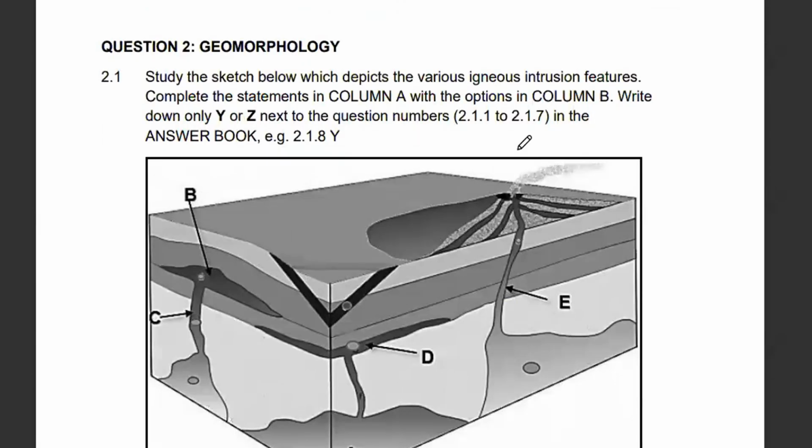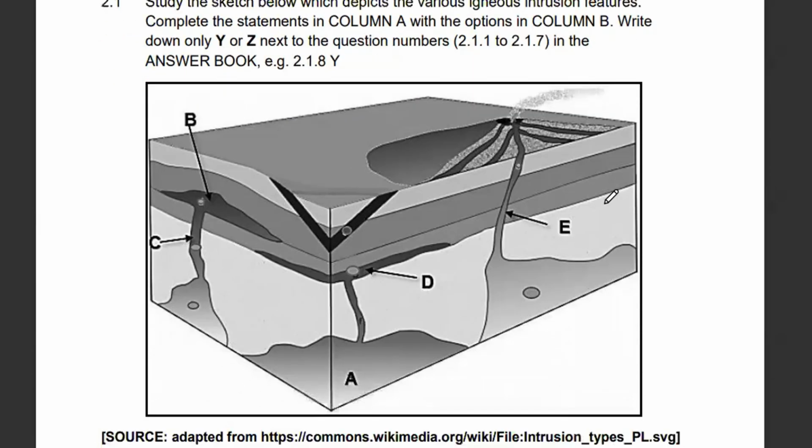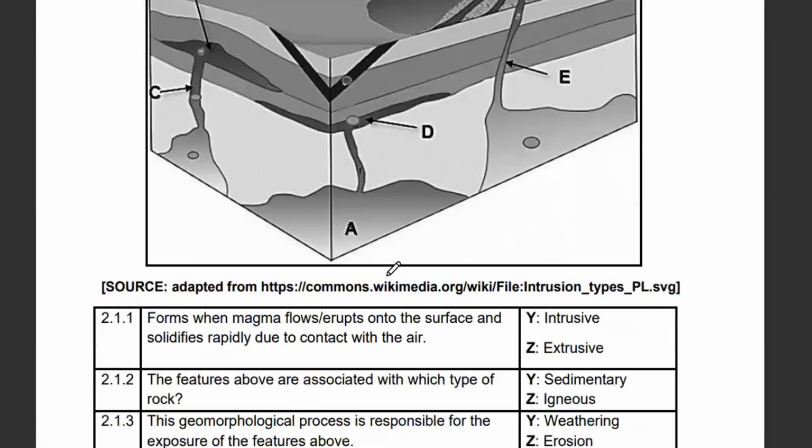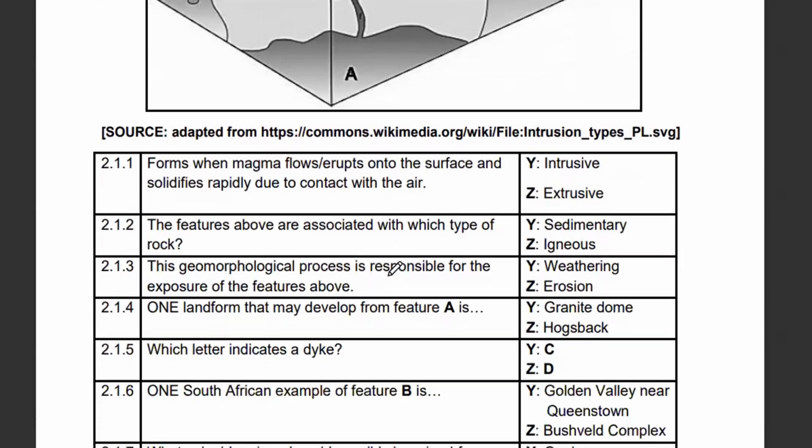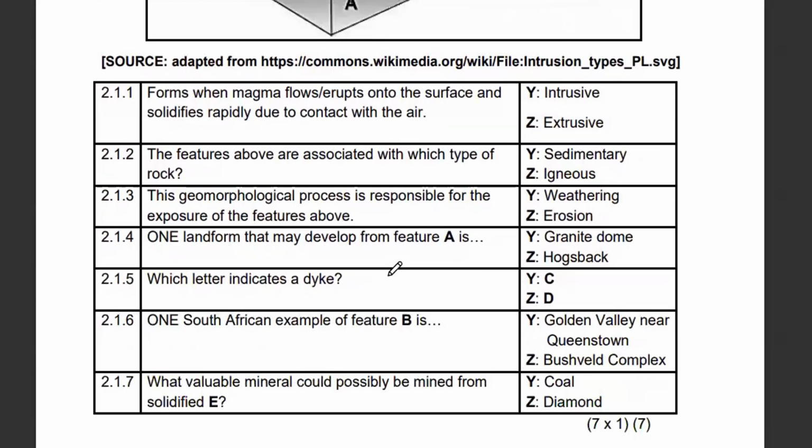Right, question number 2 is geomorphology. The first question is based on this illustration of intrusive volcanic features. Right, this forms when magma flows, erupts onto the surface and solidifies due to contact with the air. This is extrusive, for outside features.